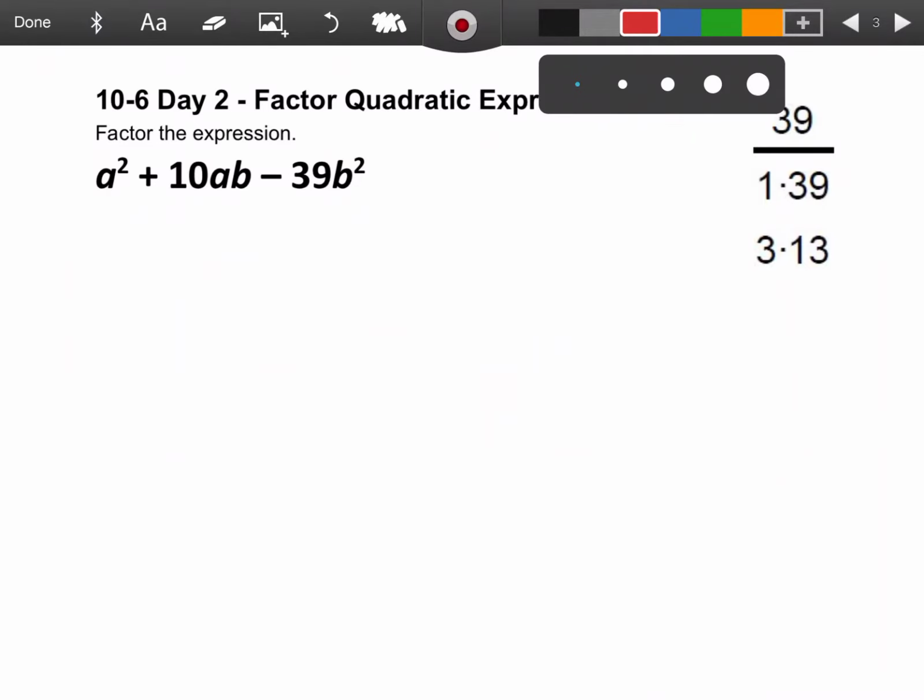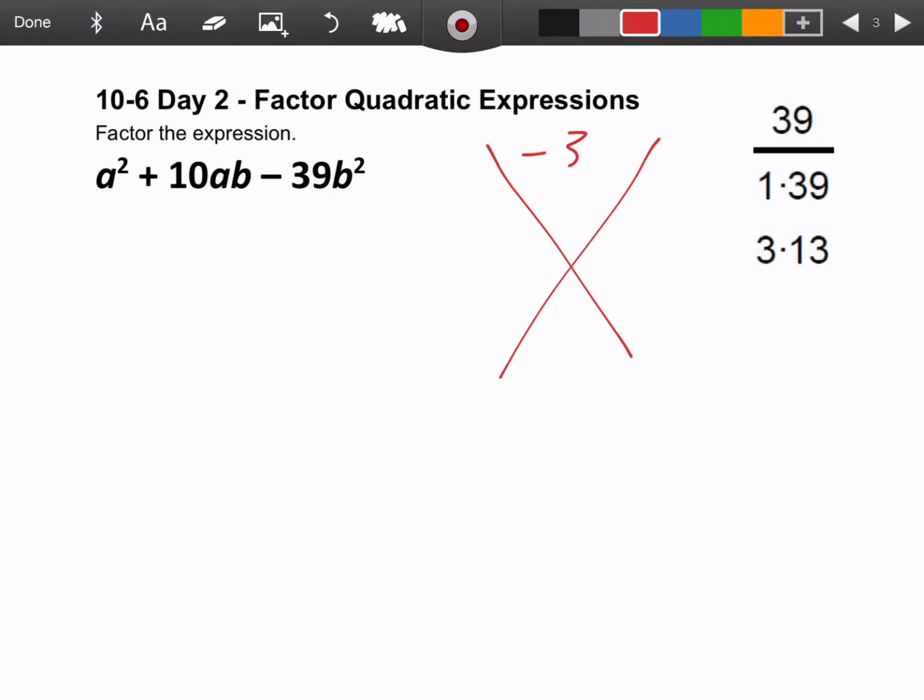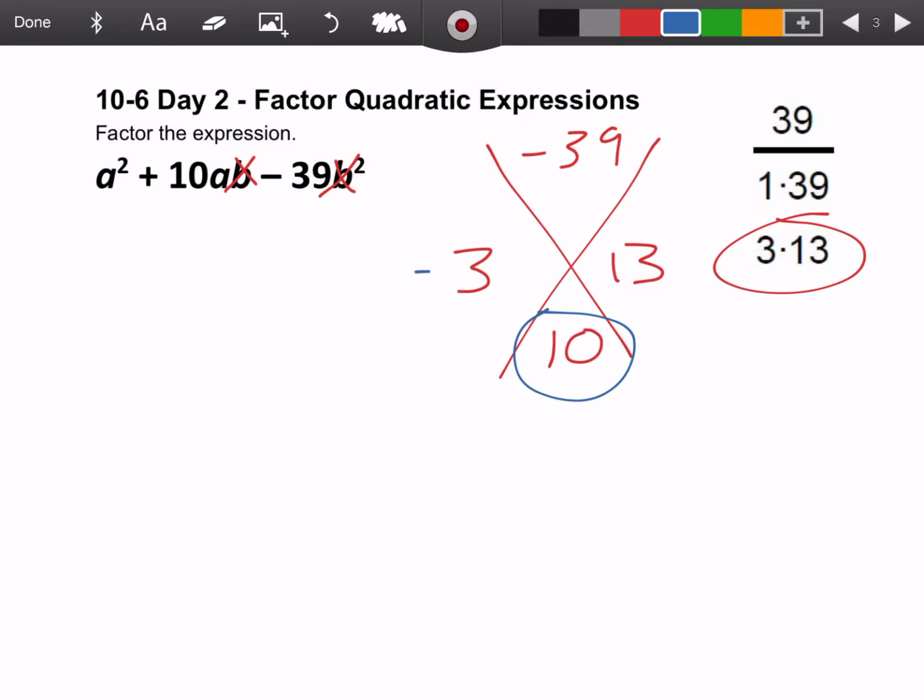So here we'll go through a couple more. Okay, create our diamond. We have negative 39, and we have a positive 10. Oh, sorry, we should probably cross these out first. Okay, looking at our factor sheet, we have 3 and 13. In this case, we know that the positives win, so we're going to make the smaller number negative. This would mean that the larger factor is positive, because we're multiplying to negative 39, adding to 10. We have to make sure that the larger factor is positive.